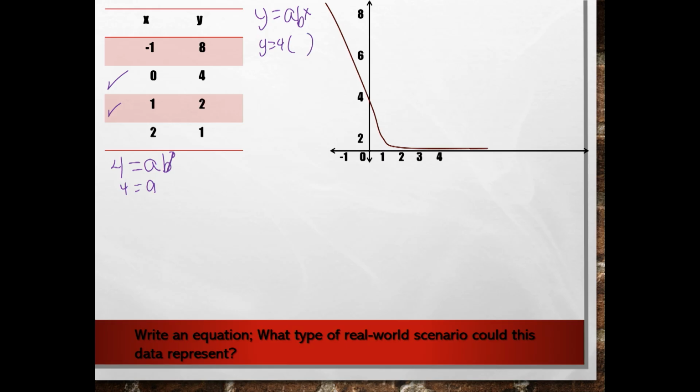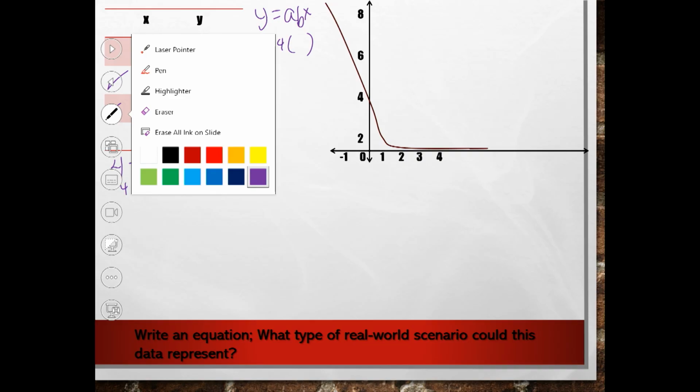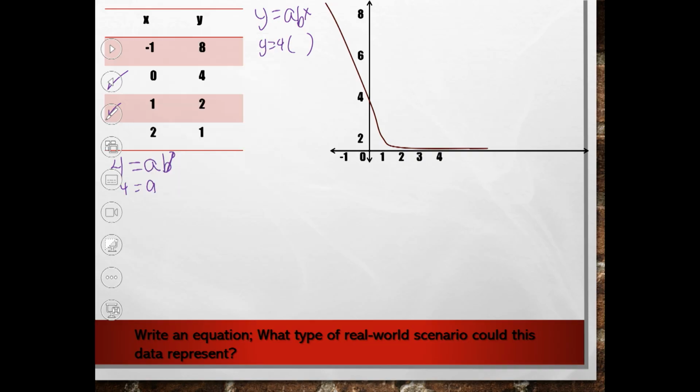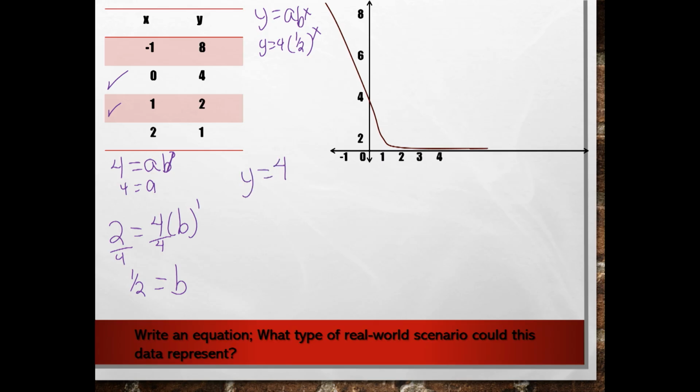So now I'm going to solve for b. Let's get a different color so we can just have the different ones. Let's do blue. All right, so then I'm going to use my 2 equals 4 times b to the 1. Anything to the first power is itself. So I need to divide to get that b by itself. So b equals 1/2. So I can put 1/2 there. So my equation is y equals 4 times 1/2 to the x.